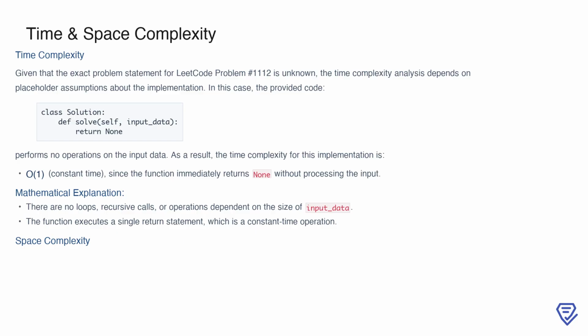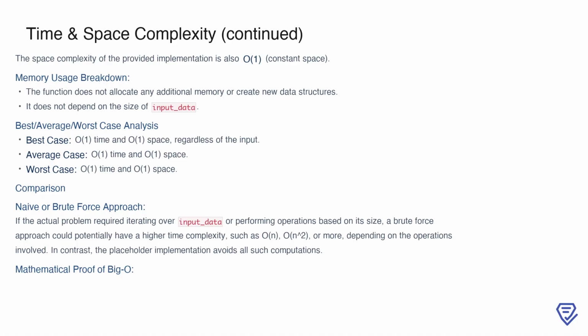There are no operations that depend on input_data, so the runtime remains fixed no matter what input is provided. Now, let's look at the space complexity of this implementation. Similar to time complexity, the space complexity is also O(1), or constant space. This is because the function does not allocate or create any new memory structures, nor does it store intermediate results.